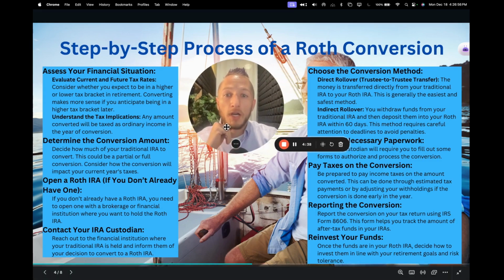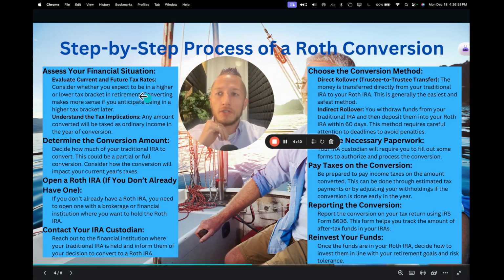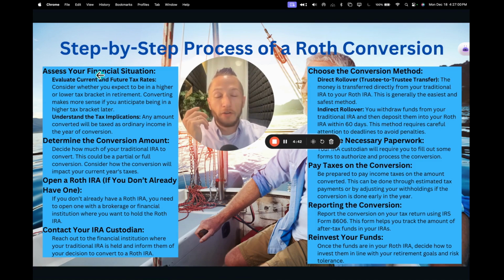Now, the step-by-step process on how this works. So first thing you're going to do is determine if this idea is applicable to you. Again, please contact your financial advisor, your CPA, accountant, whomever you work with on these ideas to make sure it's applicable to you, or our contact information will be below if you would like a complimentary consultation on this type of information.